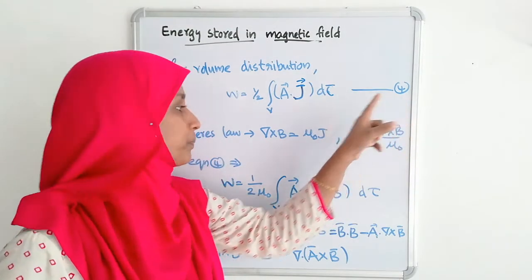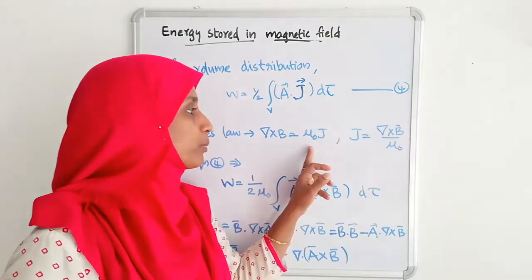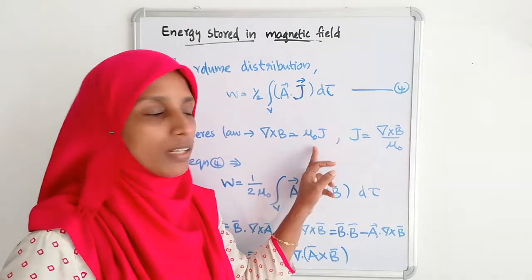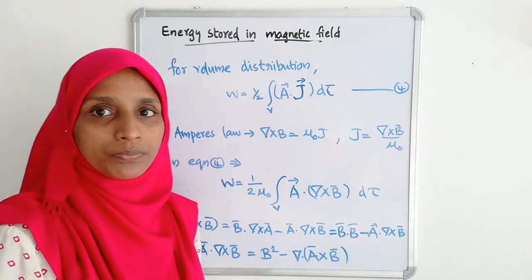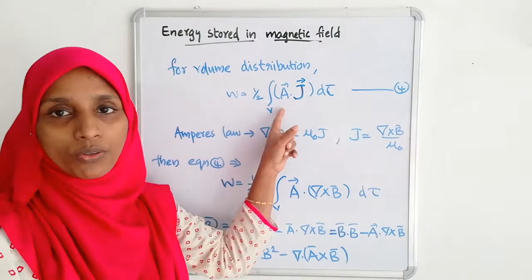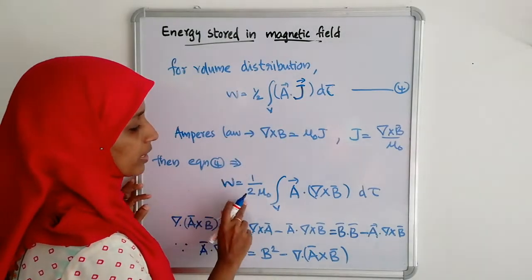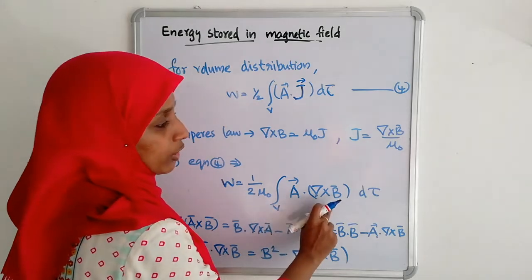Then we know Ampere's law, del cross B is equal to mu 0 J. From this, J is equal to del cross B by mu 0. Substituting this J in equation number 4, we can write W is equal to 1 by 2 mu 0 volume integral A dot del cross B d tau.